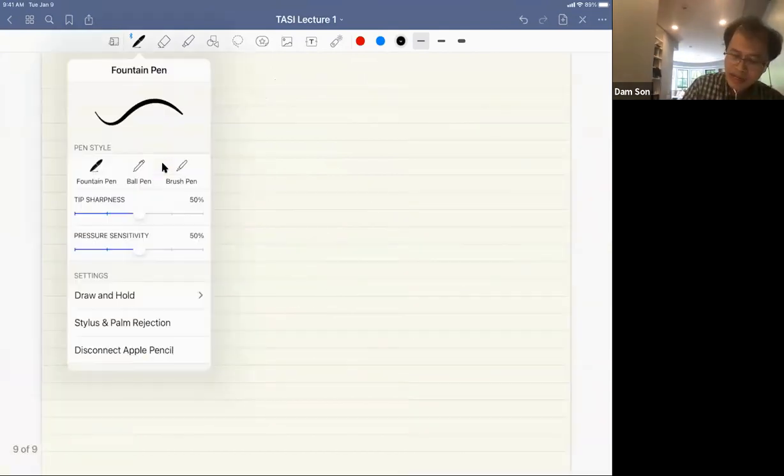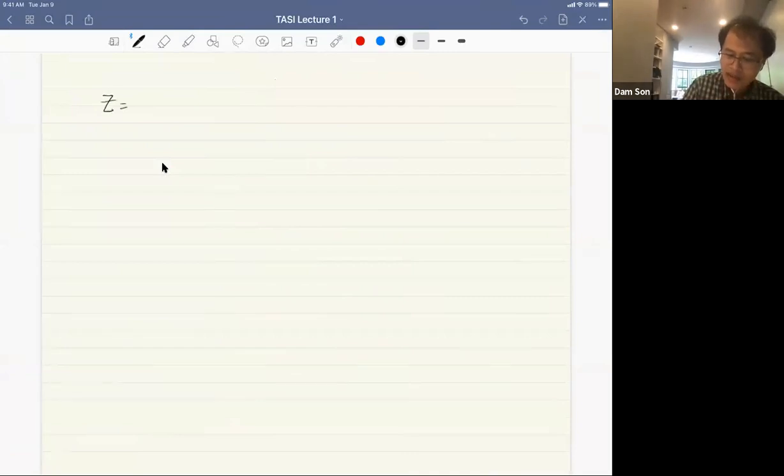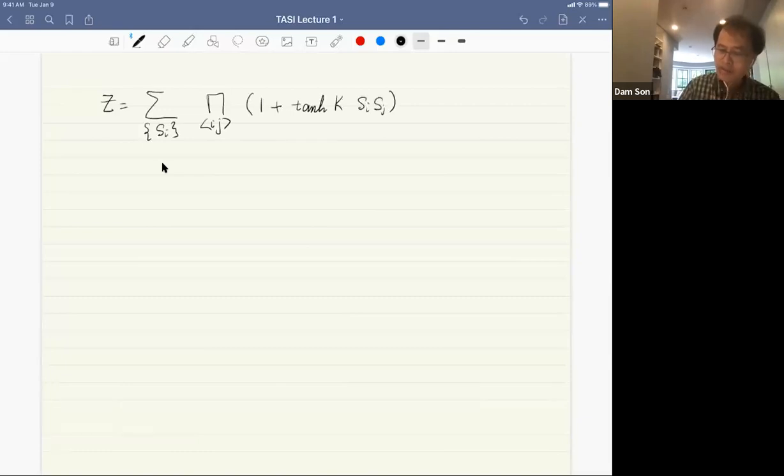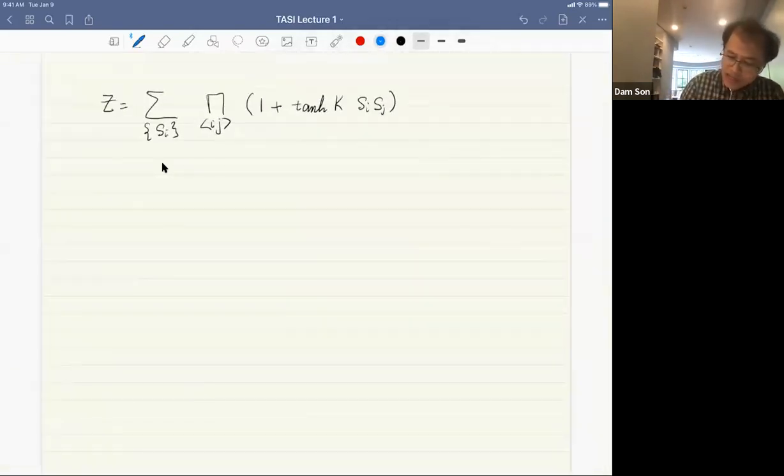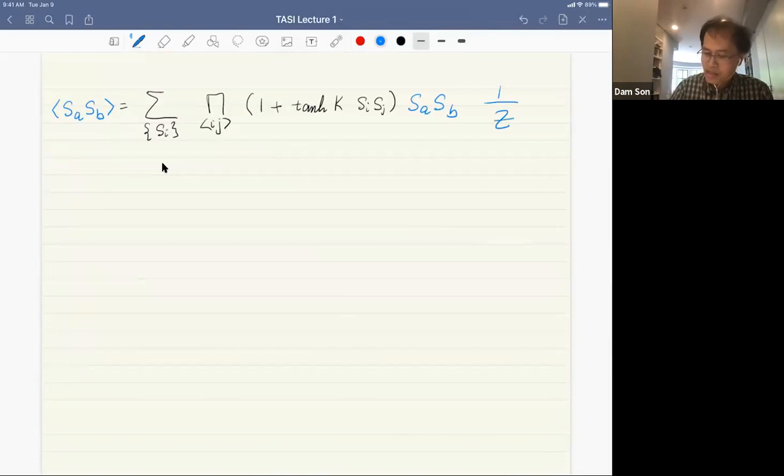Remember that in the high temperature expansion, when we compute the partition function, we take a sum over all possible spin configurations, and we have here a product over neighboring spins, something like 1 plus hyperbolic tangent of K times SiSj. Now, if we want to compute a correlation function between two spins, we have to insert these external spins into this sum. So now we are not going to compute the pure partition function, but something related to the expectation value of the product of two spins, spin at site A and spin at site B, and then it's 1 over Z. That would be the expectation value.